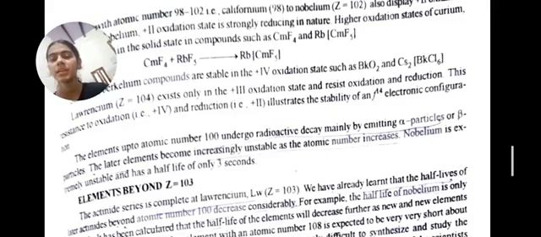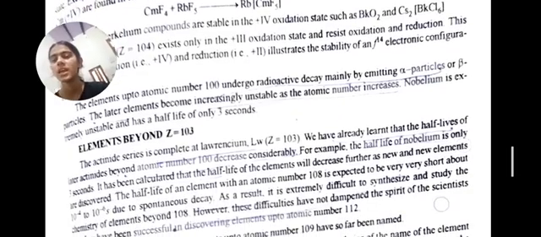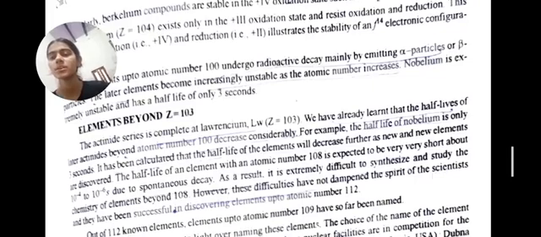mainly by emitting alpha particles or beta particles. The later elements become increasingly unstable as the atomic number increases. Nobelium is extremely unstable and has a half-life of only 3 seconds. Elements beyond atomic number 103. The actinide series is complete at lawrencium, 103.